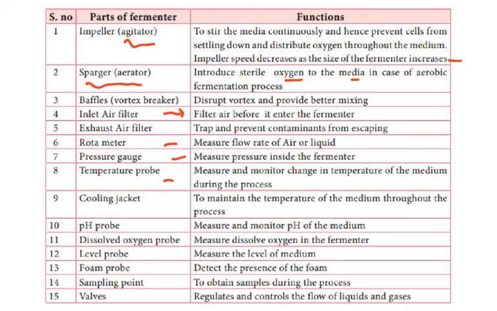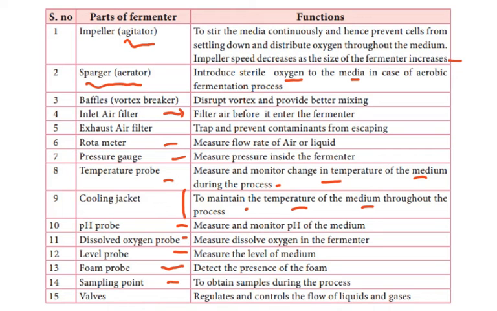Then there's a temperature probe, to measure and monitor change in temperature of the medium during the process. Then there is a cooling jacket to maintain the temperature of the medium throughout the process. Then the pH probe measures and monitors the pH of the medium. Then there's a dissolved oxygen probe, which measures dissolved oxygen in the fermenter. Then there's a level probe, which measures the level of the medium. Then there's a foam probe, which detects the presence of foam.